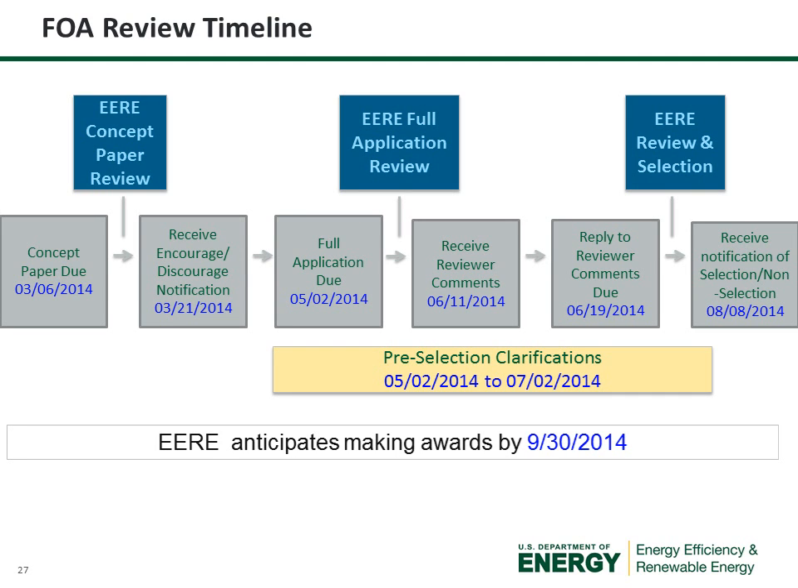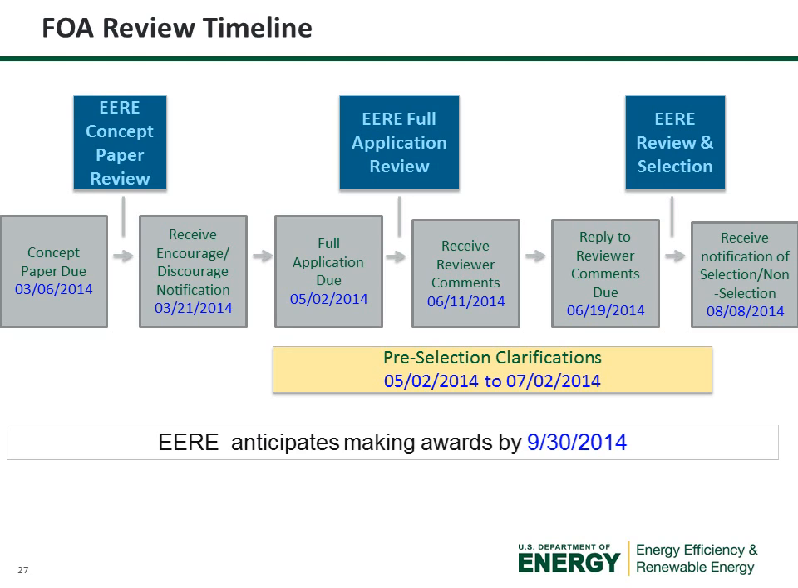This is the review timeline. As has been mentioned, the funding opportunity announcement opened on February 4th. We are conducting the webinar on February 11th, and the concept papers are due March 6th. We will then conduct the review. You should be receiving your encourage/discourage notification on or around the 21st of March, with full applications due by May 2nd. We will then do full review of the applications, and you should receive reviewer comments by June 11th. You need to reply to those comments by the 19th of June.